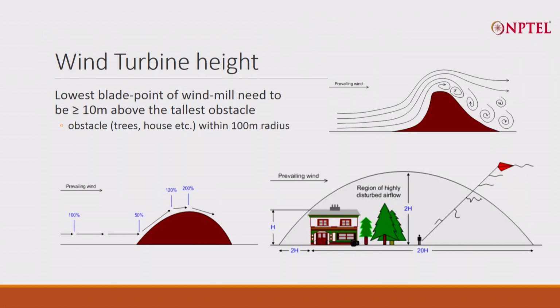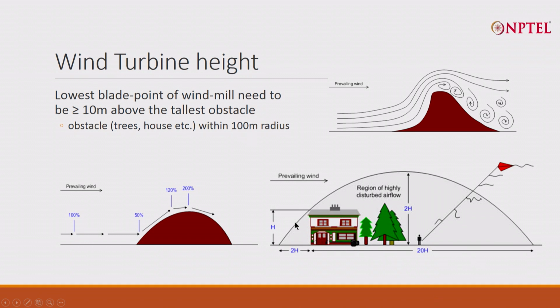There are a few other factors which need to be taken into account. What if there is an obstacle? Typically, the wind will move like this. Now, as the wind moves like this, in this area the wind will not be as strong, it will rotate like this. So, you typically take 10 meters above the tallest obstacle, and there within the 100 meters.